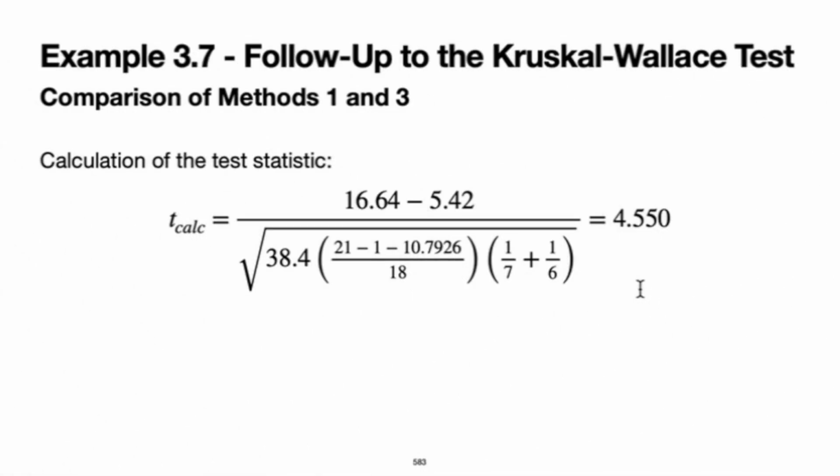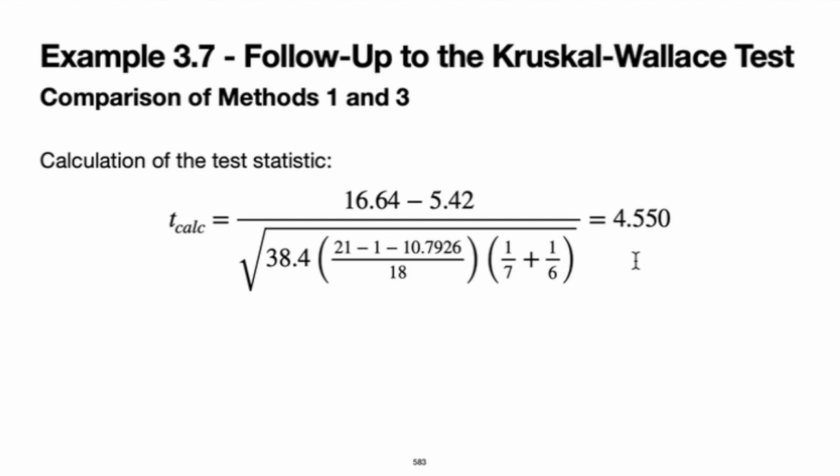And so now all that's left is to calculate the value of the test statistic and then evaluate it using the rejection criteria and then draw a conclusion. So in this case, for this comparison, the numerator is going to be 16.64 minus the 5.42. Then we have to calculate the denominator and divide that into the difference.